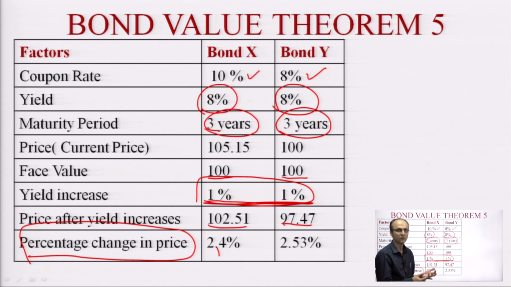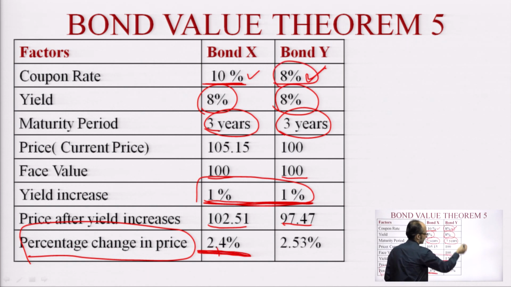Why is this happening? Because theorem 5 clearly explains that if your yield is increasing and decreasing, the relative increase and decrease of the bond price will be impacted more in the cases where the coupon rate is less. It means also that if the bond coupon rate is higher, its price will not be affected that much. That's why we can see bond X, which has a coupon rate of 10%, has its price relatively less affected than the price of the bond which has a coupon rate of 8%. The price of bond Y has been relatively affected more in comparison to bond X.